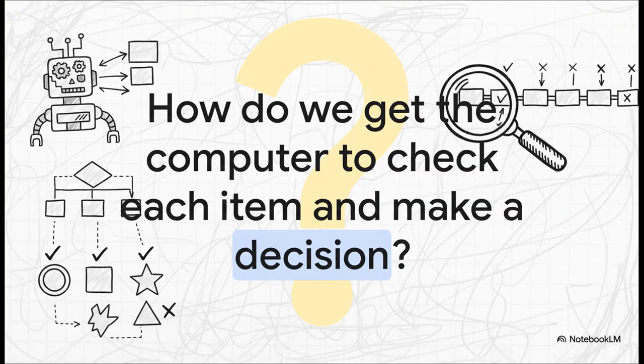But just repeating stuff isn't quite enough for our task. We don't want to do the same thing to every letter. We're looking for specific ones, right? So how do we give our little automated worker a brain? How do we get it to make a decision?